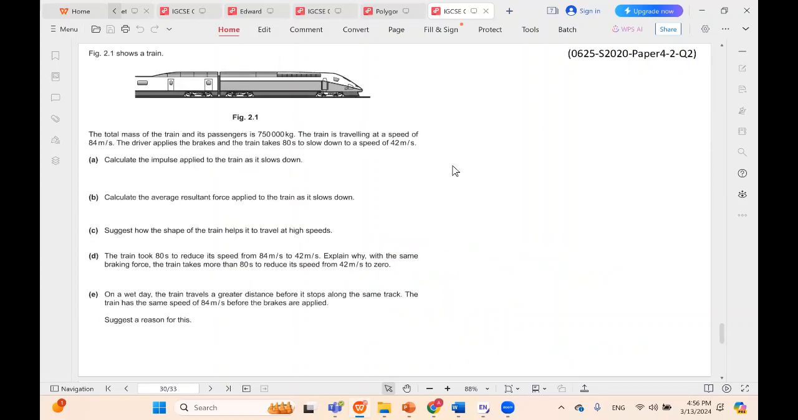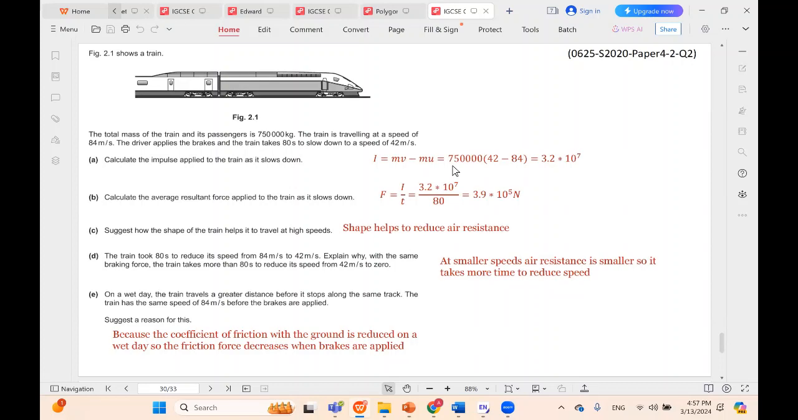Figure 2.1 shows a train. The total mass of the train and its passengers is 750,000. The train is traveling at a speed of 84. The driver applies the brakes and the train takes 80 seconds to slow down to a speed of 42. Calculate the impulse applied to the train as it slows down. Of course, we have the mass and the final velocity and the initial velocity. So we can just do mv minus mu, and that suffices to get the impulse here.